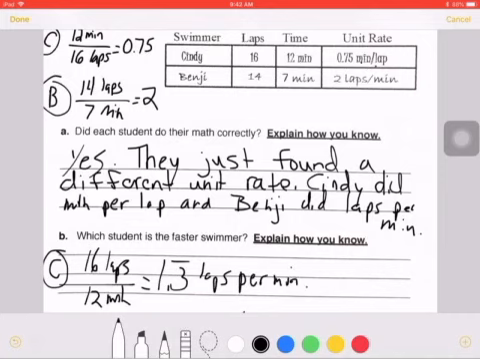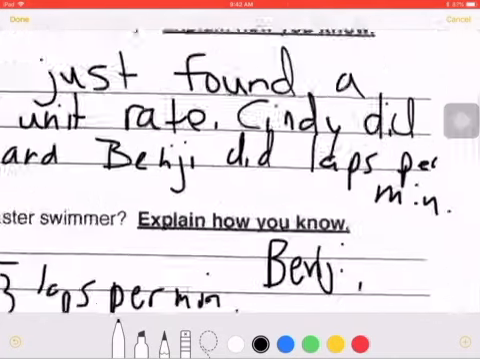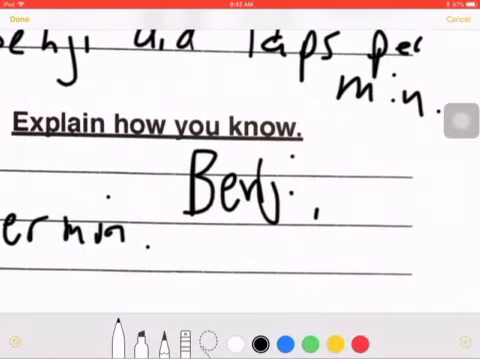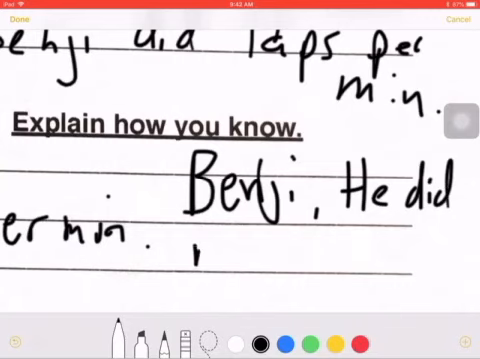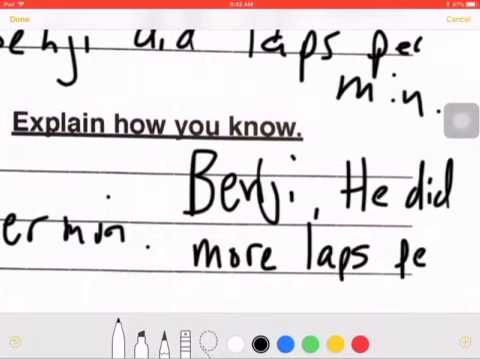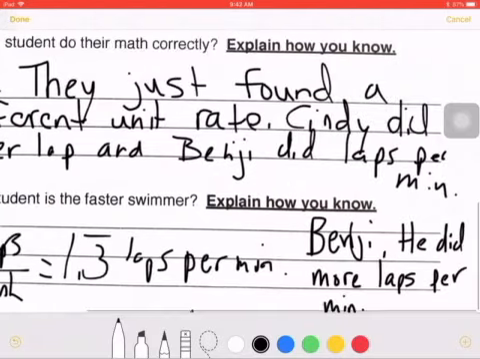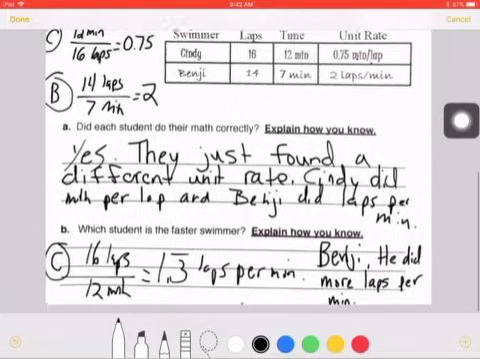Okay, so now I can compare Cindy. She only did 1.3 laps per minute. Benji did 2 laps per minute. So when I look at that, who did more laps per minute? The answer is Benji. Okay, I'm going to have to zoom in here. So explain how I know. He did more laps per minute because I did the math. He did 2 and Cindy only did 1.3.